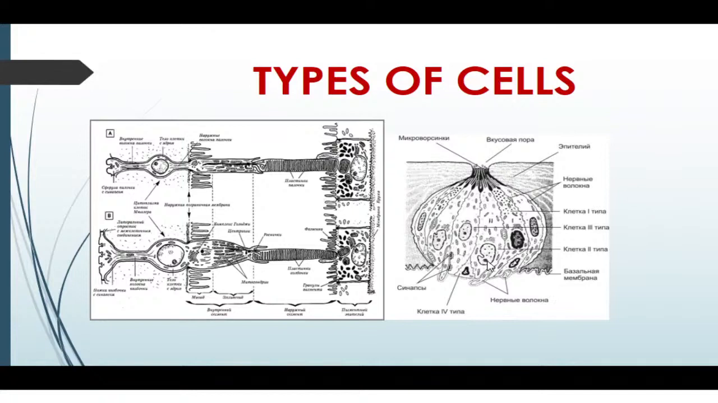In contrast, in the case of taste buds, it is very clearly visible that epithelial cells are joined with a sensory nerve ending. These cells are not neurons. There are two types of cells: one type is supporting cells, another is epithelial sensory cells.